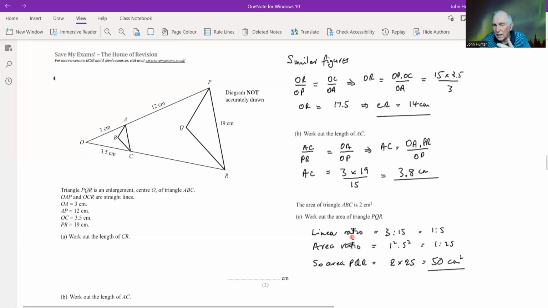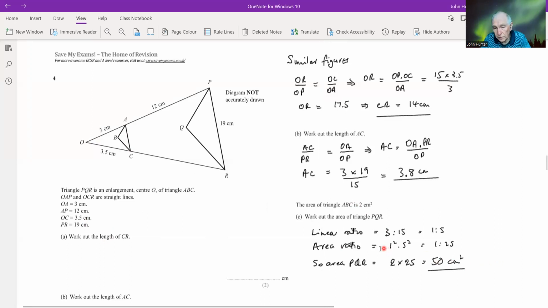That's what we call the linear ratio. Now, if the linear ratio is 5 to 1, then the area ratio is not 5 to 1, but it's 1 squared to 5 squared, or 1 to 25. So this triangle here has got 25 times the area of this small triangle here. Yeah, so we're actually given that area of ABC. So obviously the bigger one is 25 times the size, so that would be 50 square centimeters.